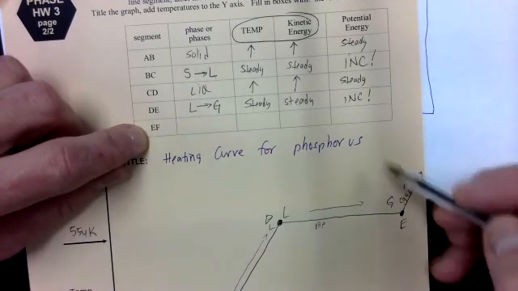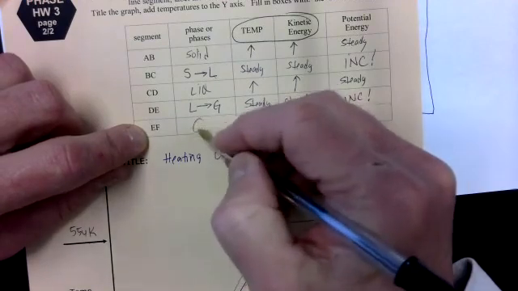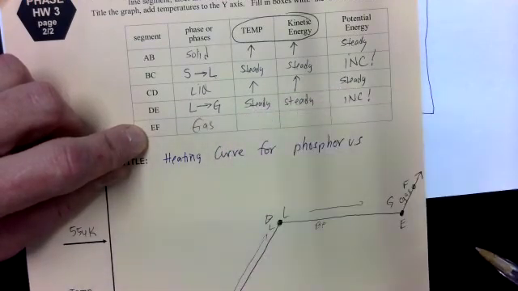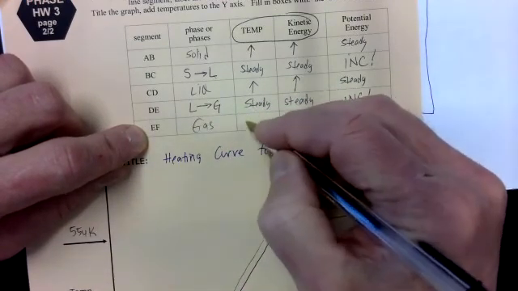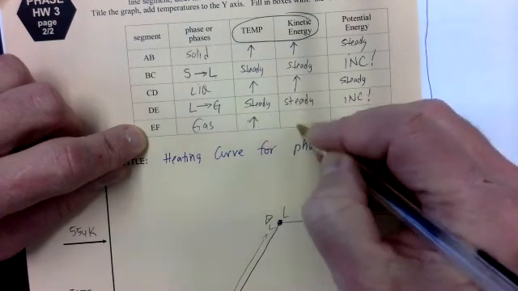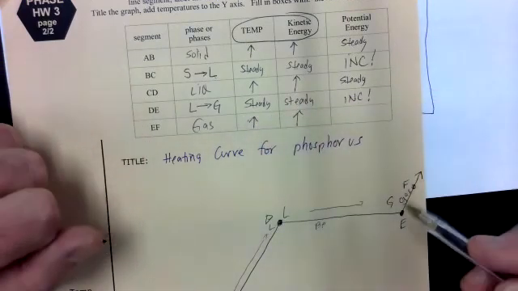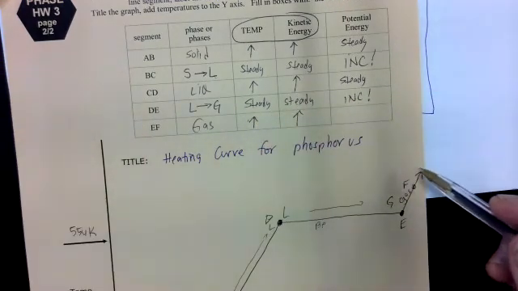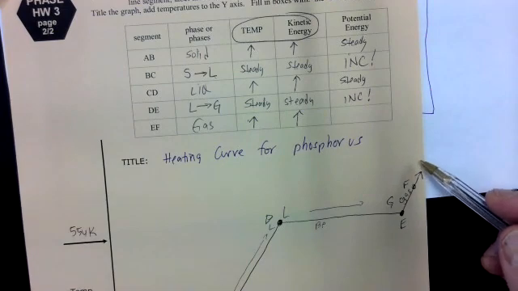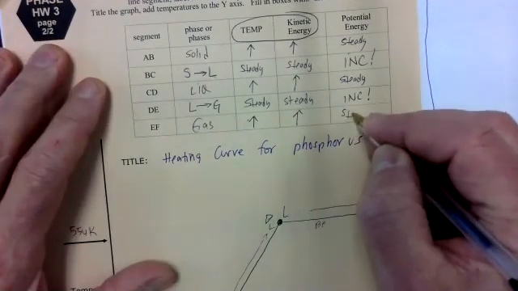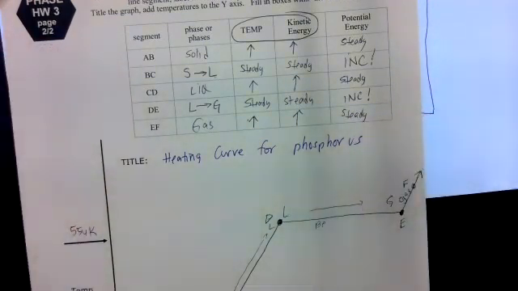Last section, EF, that's over here. We have gas only. The temperature is surely increasing, and that means the kinetic energy goes up because whatever the temperature does, the kinetic energy does also. But since only one energy can change at a time, if kinetic energy is increasing, that means the potential is going to be steady as she goes.